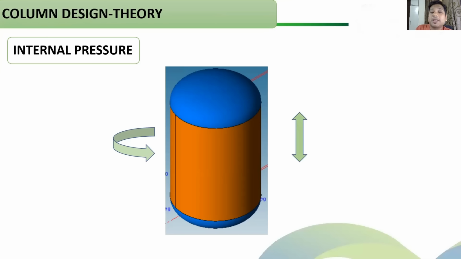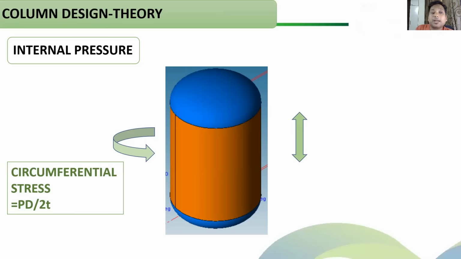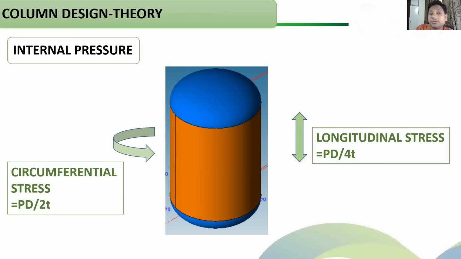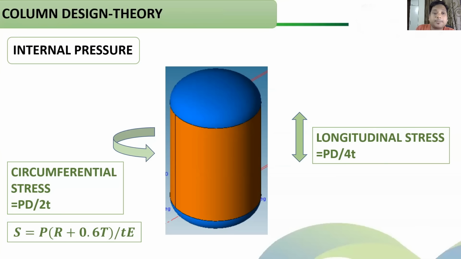We know that circumferential stress is calculated by PD by 2T. Longitudinal stress is calculated by PD by 4T. So we know that circumferential stresses are twice the longitudinal, and that is the reason the thickness calculation is always governed by circumferential stress. These are the formulas given in code. When I say code, I mean ASME Section 8 Division 1, because that is the area of focus for us in this chapter.